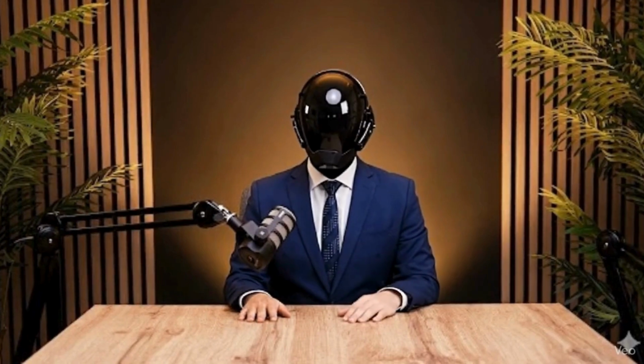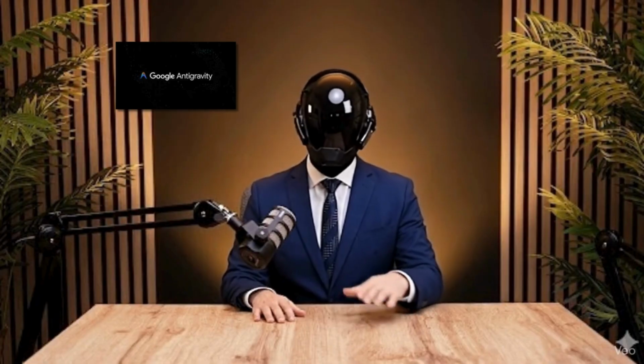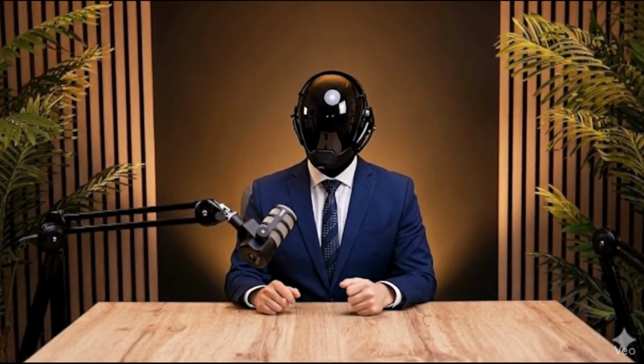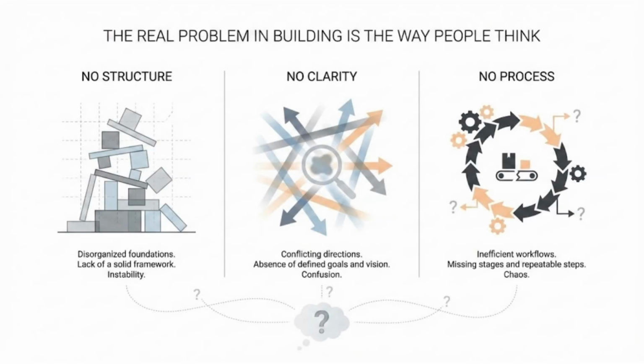All right, listen. Right now, the internet is exploding with AI builders. Anti-gravity, Lovable, Cursor, Replit. Every week, there's a new tool saying, build your whole app in 5 minutes. But here's the truth no one says out loud. 95% of people still get absolute garbage results. Broken UI, random features, workflows that don't work, and then they blame the tool. The real problem is the way people think about building. No structure, no clarity, no process.